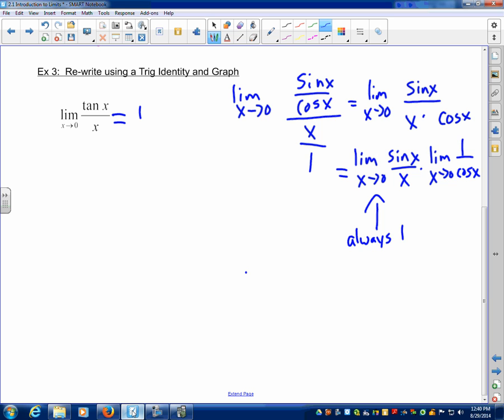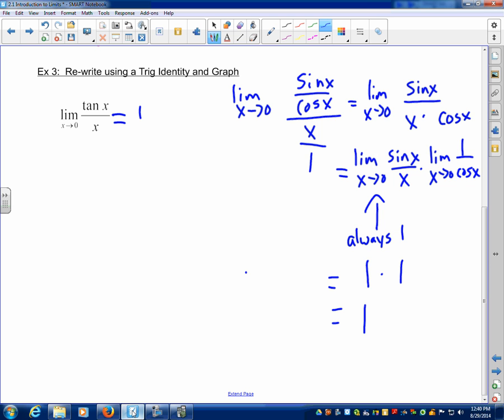So what my properties of limit say is that if the limit exists for each of these two, if they're each real number limits, I can find the limits separately and then multiply them. So if this one I know is 1, and this one, if I plug in 0, cosine of 0 is 1. 1 over 1 is still 1. And so my limit ends up being 1.